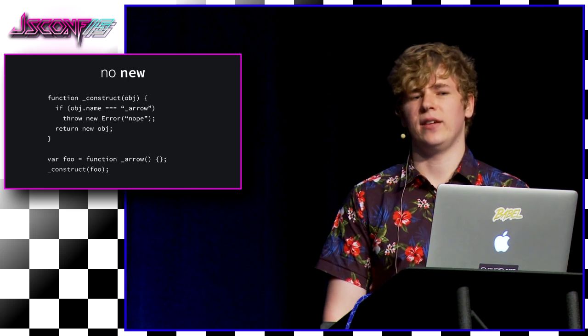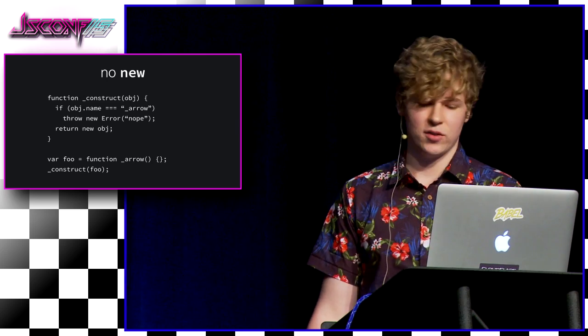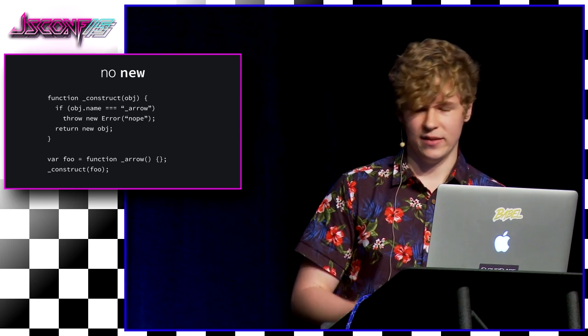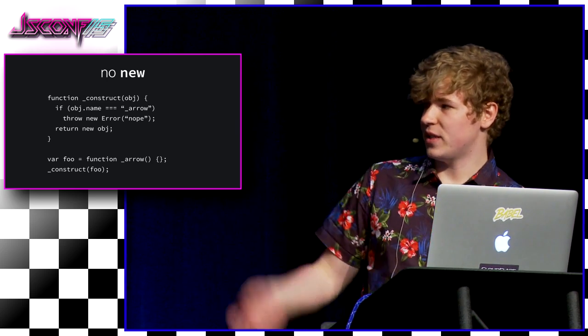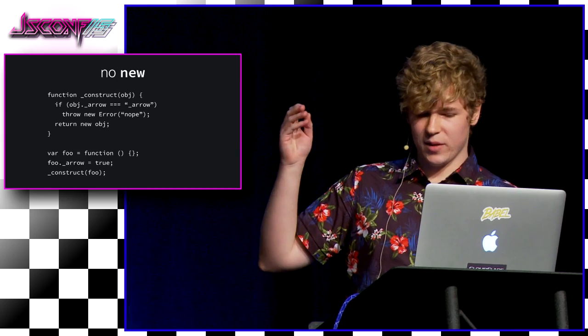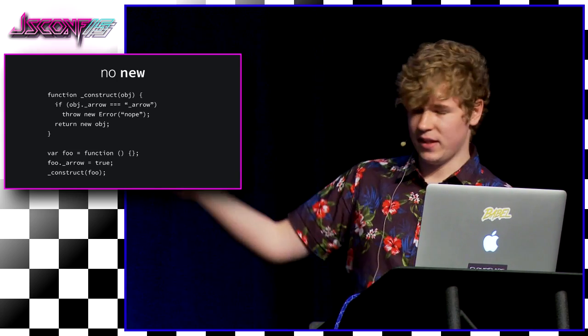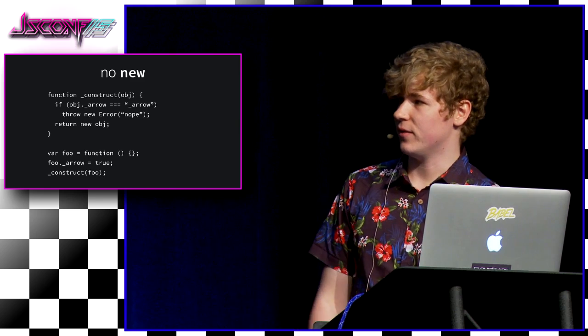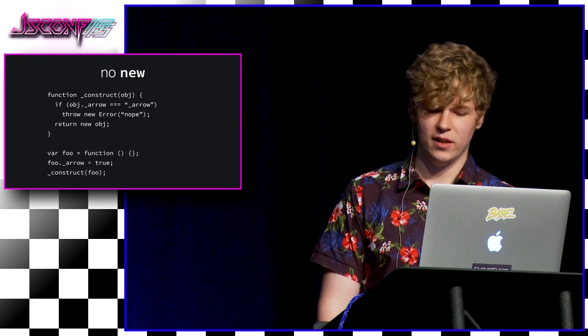But what if you're relying on the name of an arrow function? foo.name should be foo, not _arrow. So you're trying to implement specific semantics by introducing bad ones as well. Or you could add a property and just use that, and then in the construct helper, check to see if it has the _arrow property.